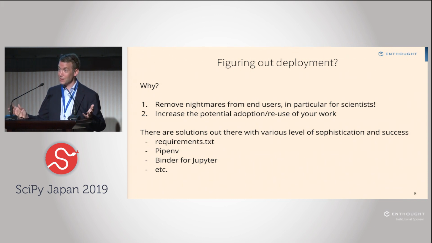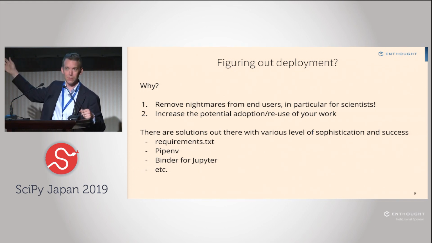Obviously, Enthought is not the only one that has looked at that. There are plenty of solutions out there. Some of them are really complex, some others are pretty simple. They have different levels of sophistication and level of success. So you can use a requirements file if you're just using pip, for example. That gives you a first type of solution. I'm not going to discuss the details of those solutions because I don't have the time for that. There is pipenv, there is Binder for Jupyter, et cetera, et cetera.